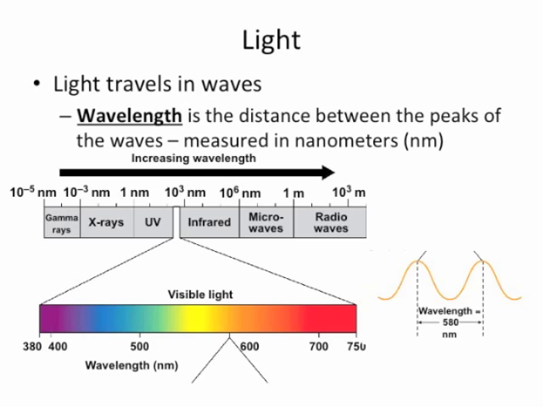So light travels in waves. We can describe or measure light by something called wavelength, and that's the distance between peaks of the waves.